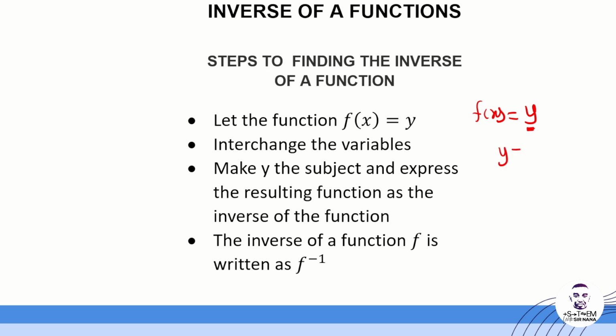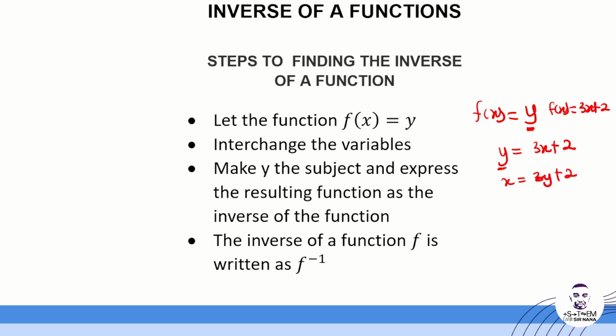For instance, y equals 3x plus 2. We want to write the function as y equals 3x plus 2, that is, if the function is f of x equals 3x plus 2. And then the next thing we do is to interchange the variables. So where we see y, we put x there, and where we see x, we put y there. So it becomes 3y plus 2.